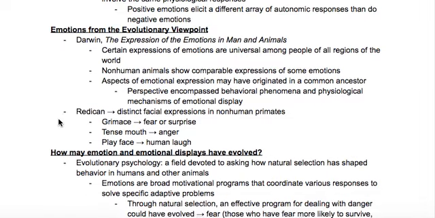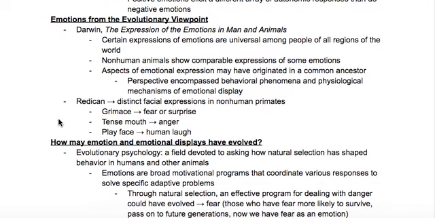The next section is emotions from the evolutionary viewpoint. Darwin published The Expression of Emotions in Man and Animals and believed that certain expressions of emotions are universal among people of all regions of the world, and also that non-human animals show comparable expressions of some emotions. And lastly, that aspects of emotional expression may have originated in a common ancestor, because this perspective encompassed behavioral phenomena and physiological mechanisms of emotional display.